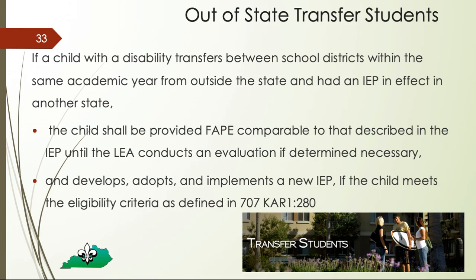If a student from out of state enrolls in Kentucky with a current IEP, the district must provide a free appropriate public education with comparable services, just like in an in-state transfer. However, the ARC must determine Kentucky eligibility. The eligibility requirements for certain categories differ from state to state. The ARC must treat this as an initial evaluation unless previously identified in Kentucky and adhere to the 60 school day timeline.